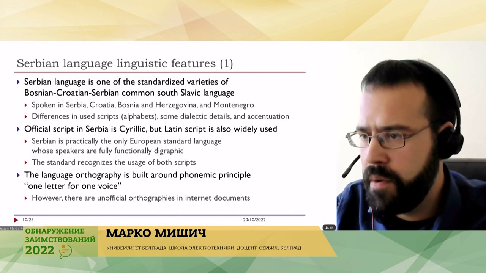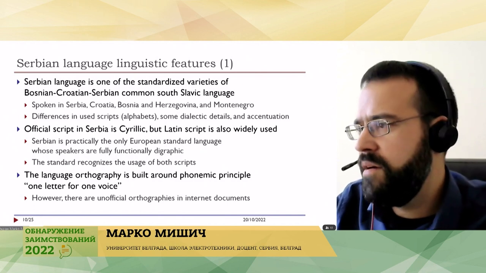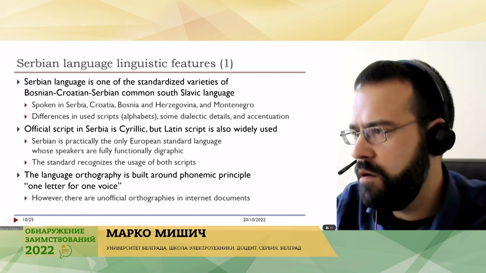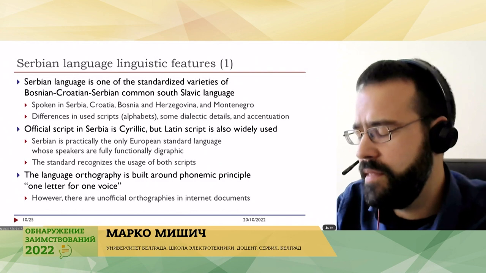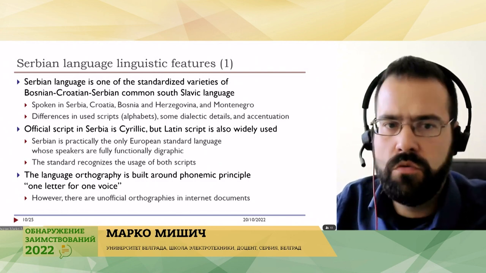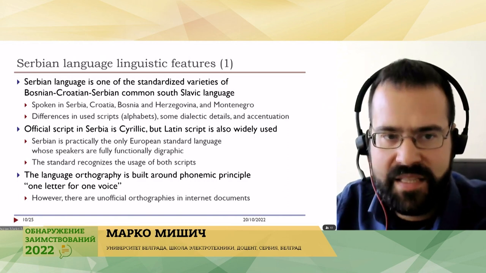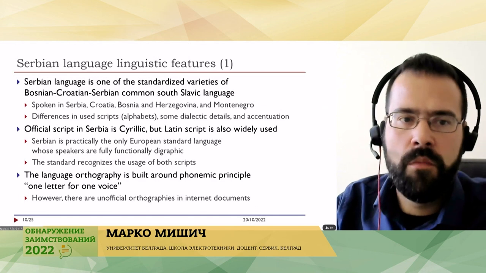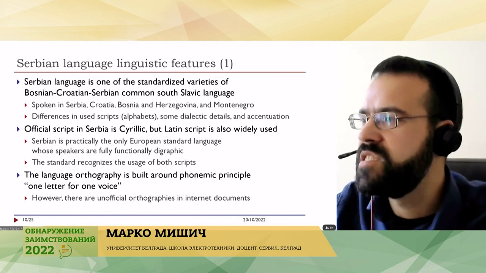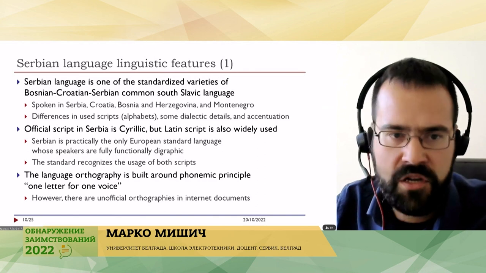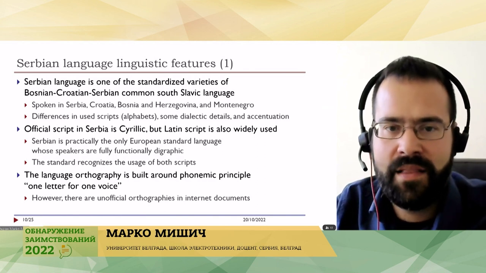As you probably know, Serbia and five other republics were part of the common country until 1992. So the Serbian language is one of the standardized varieties of the Bosnian, Croatian, Serbian common South Slavic language. It was called Serbo-Croatian in former Yugoslavia, and it is spoken in Serbia, Croatia, Bosnia and Herzegovina, and Montenegro.